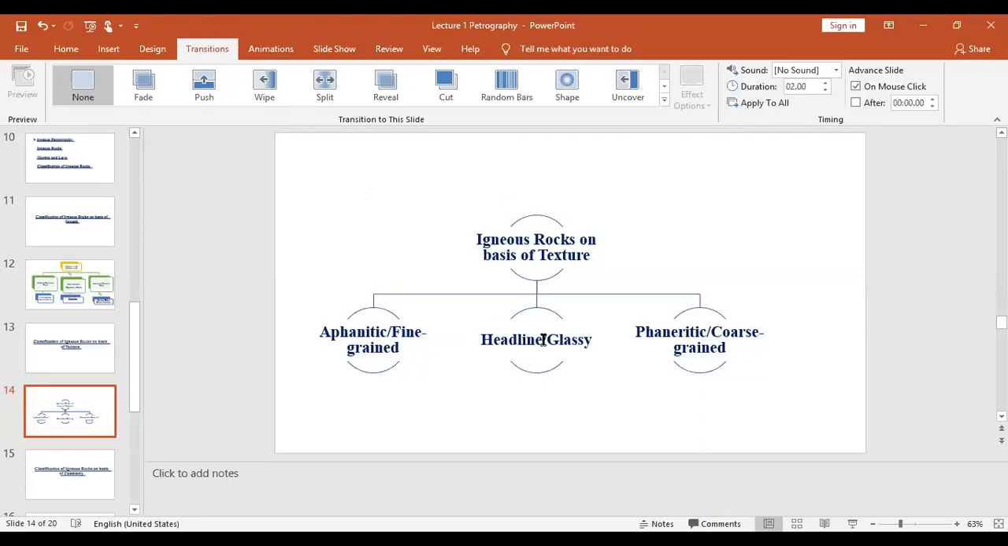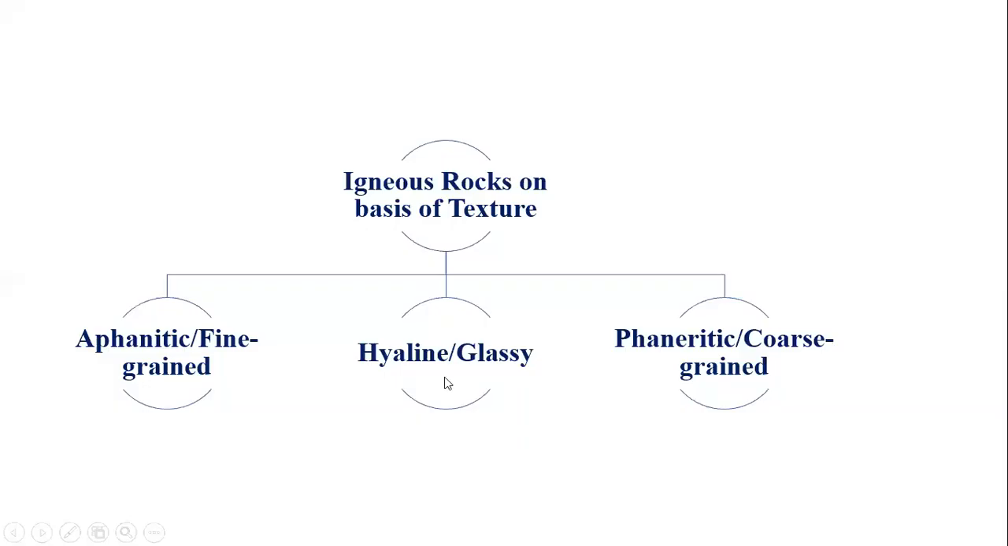Now, what are the hyaline or glassy rocks? These are the igneous rocks which contain glass. They are composed of glassy material. There are no crystals found within these rocks. They are formed by the rapid cooling of the lava or of the magma, so they don't have any crystals.